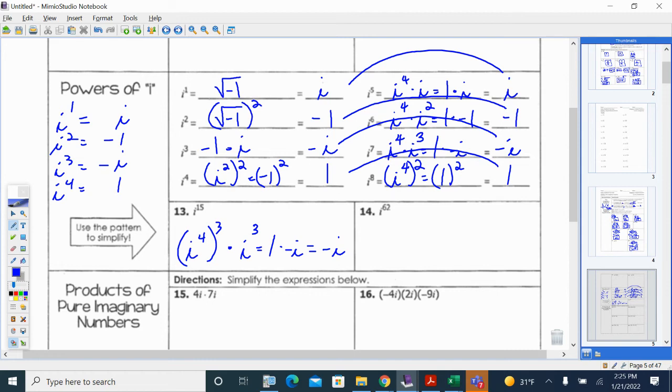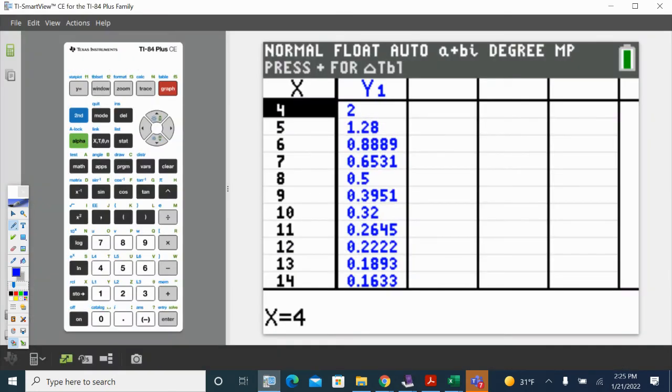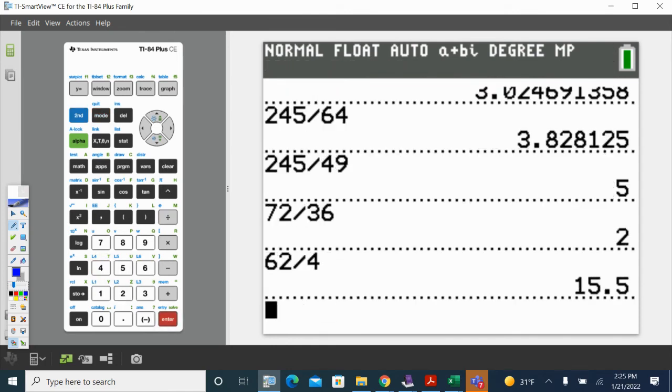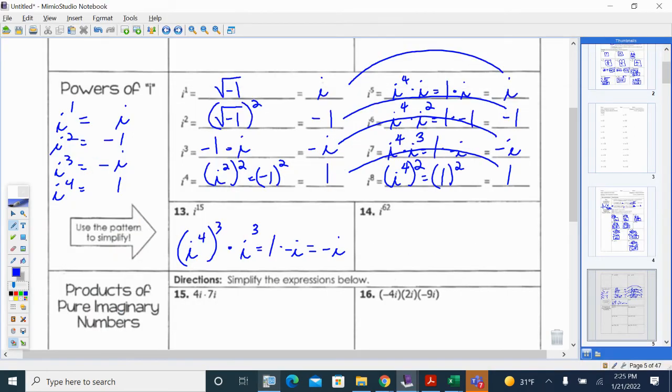Let's see. 62 divided by 4. It's not going to go evenly. It's 15 and something. So i to the 4th times 15, raised to the 15th power. That's going to be 60 of the 62 exponents. So I need 2 more. So i to the 4th to the 15th power is just 1.